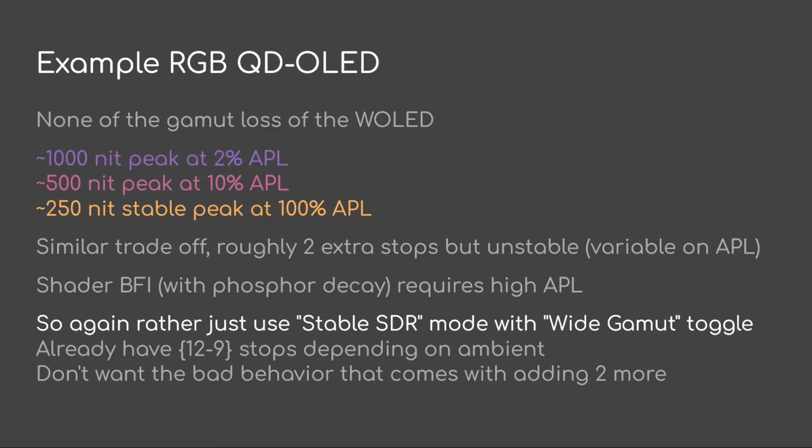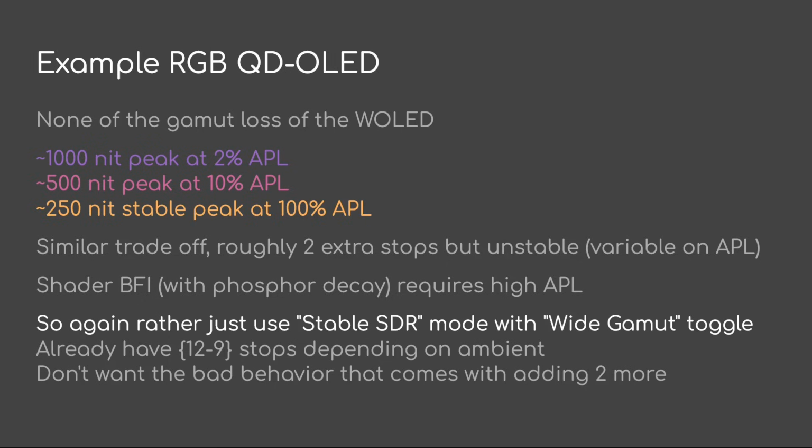Now let's talk about a QD-OLED, an RGB OLED. This is also rounded up again to make the conversation easy to understand. This one has none of the gamut loss of the WOLED panel. Roughly 1000 nit peak at 2% APL and a 500 nit peak at 10% APL and 250 nit stable peak at 100% APL. So we're talking a similar trade-off, roughly 2 extra stops, but it's unstable because it depends on the variability of the APL.